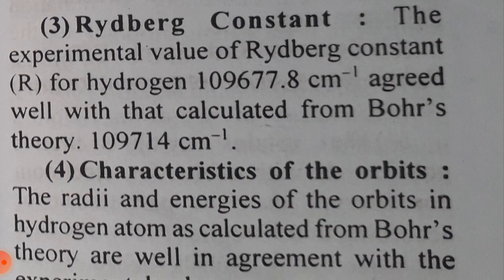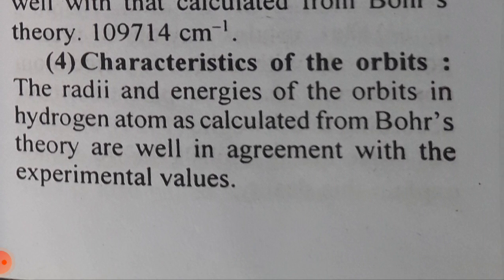Third, Rydberg constant. The experimental value of the Rydberg constant for hydrogen, 109677.8 per centimeter, agreed well with that calculated from Bohr's theory, 109714 per centimeter. Fourth, characteristics of the orbit. The radii and the energy of the orbits in the hydrogen atom calculated from Bohr's theory are well in agreement with the experimental values.